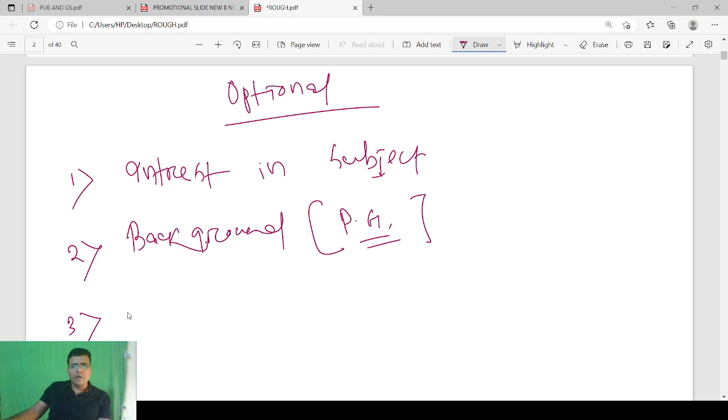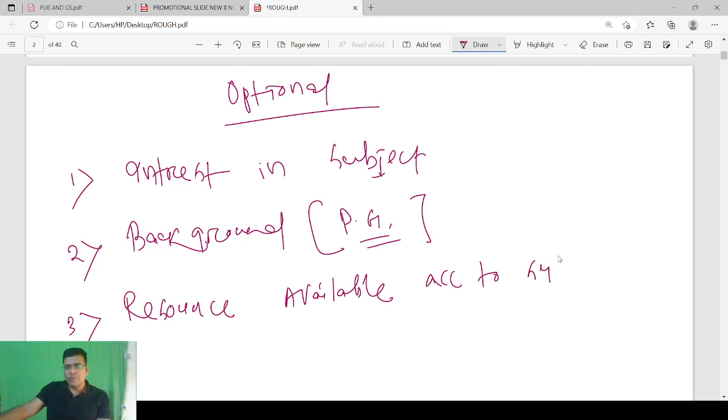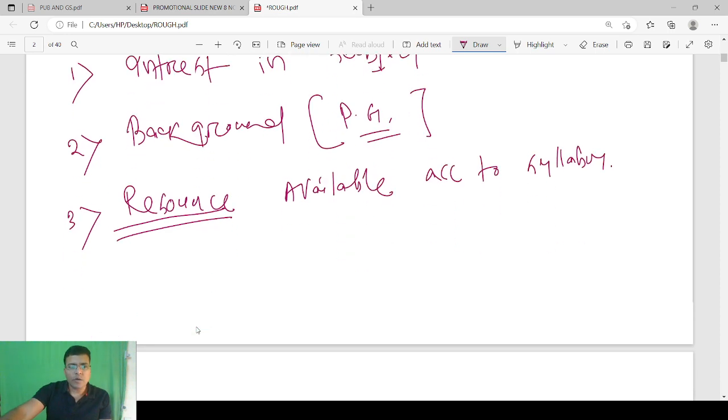Third, resource. Resource available is very important. For example, I did English literature, my graduation is in English literature, but it is very difficult to get resources according to the syllabus for this optional. So resource available according to the syllabus is very much important. Do you have enough resources? So resources are most important.